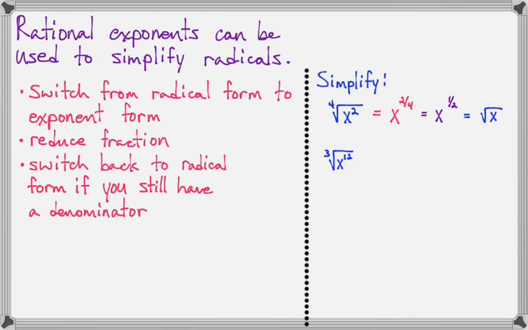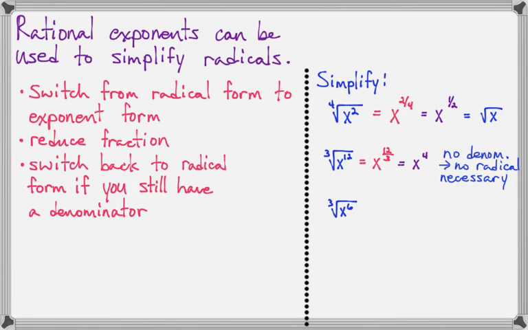Okay, let's look at the 3rd root of x to the 12th. If you go into exponent form, you get 12 over 3. Of course, 12 over 3 reduces to a whole number, which is x to the 4th. And then I don't need a radical because I don't have any denominator on my exponent.